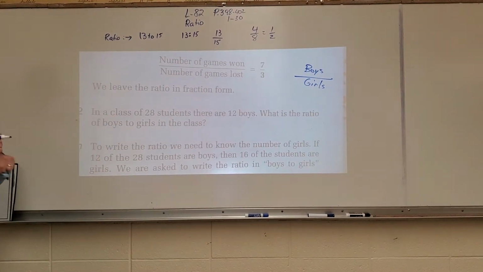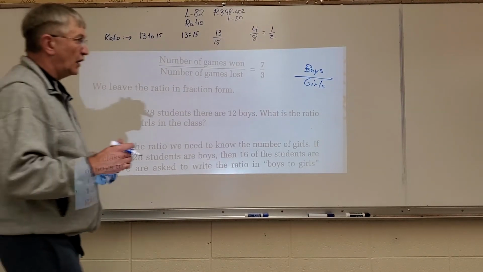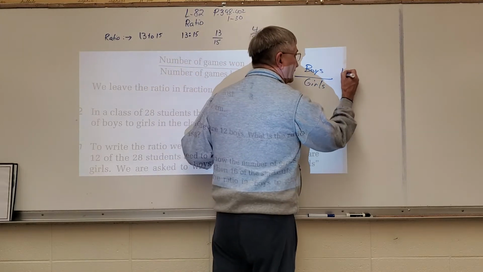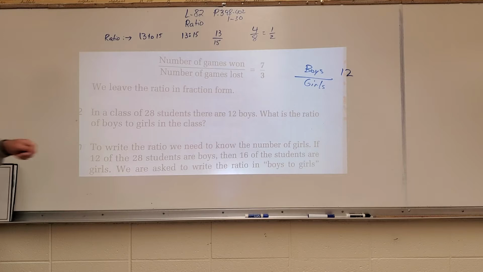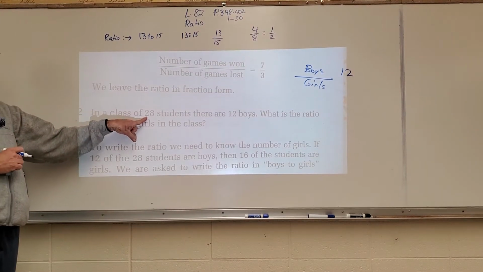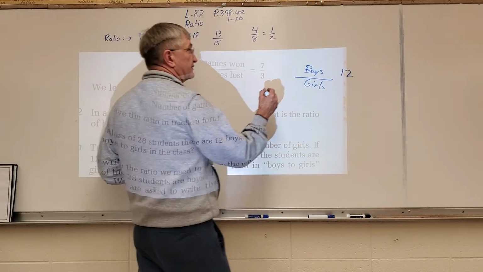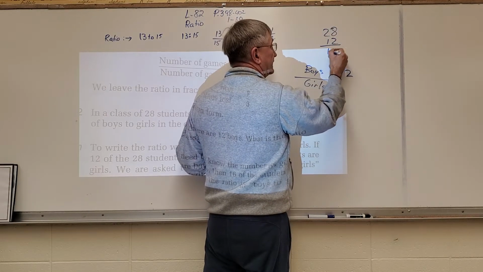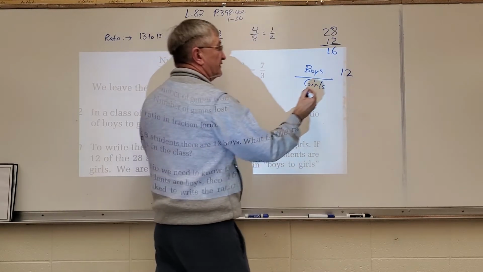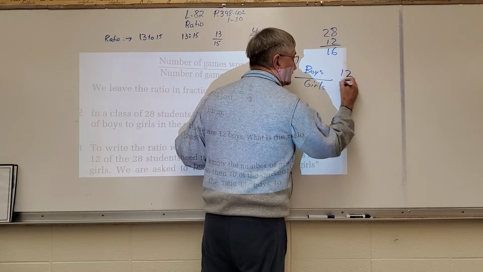So a class of 28 students. I already know there are 12 boys. All right, now I have to figure out girls. Well, I know I have a total of 28 students, so I just need to subtract. 28 minus 12 gives me 16. So that means I have 16 girls.